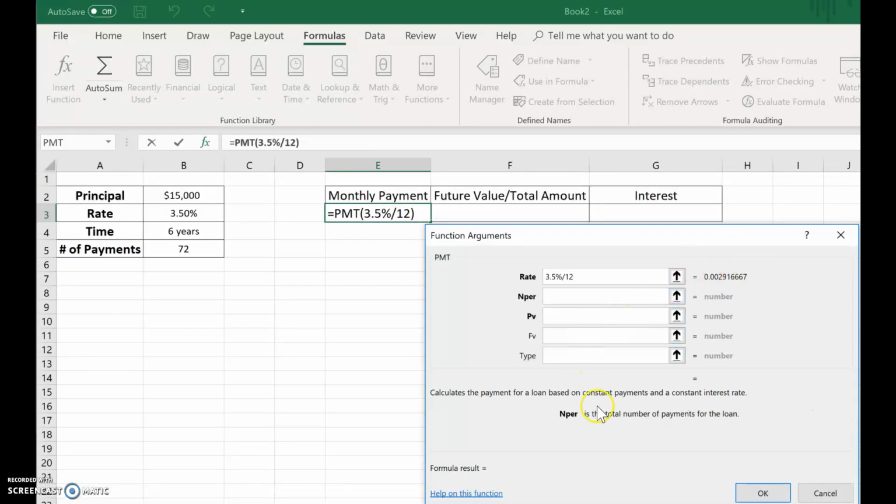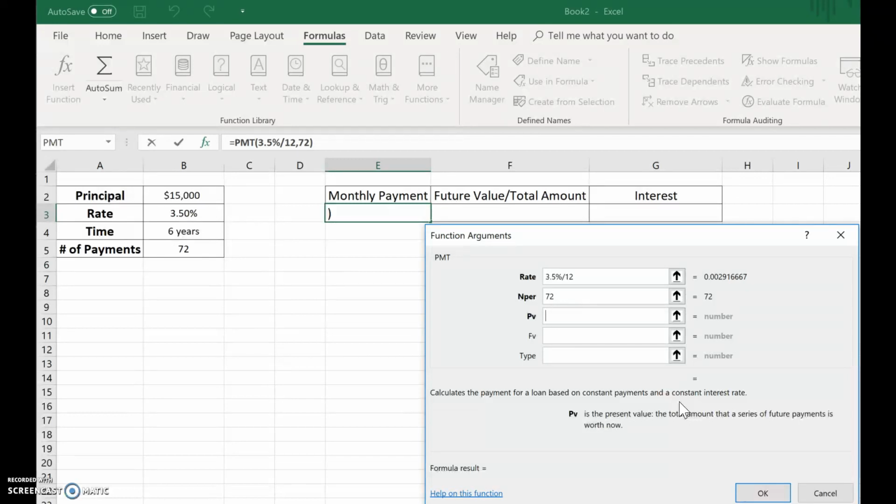Next, NPER. NPER, if you look down here, means the total number of payments for the loan. We already know that. It's 72. Lastly, PV, they say it's the present value. You can think of it like that, but you could also think of it as the principal value. So it's how much you borrowed. So in this case, it's $15,000.